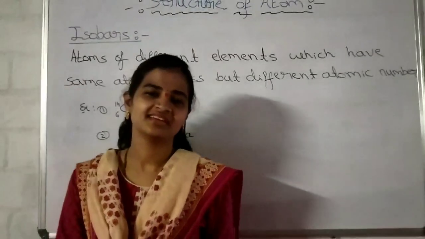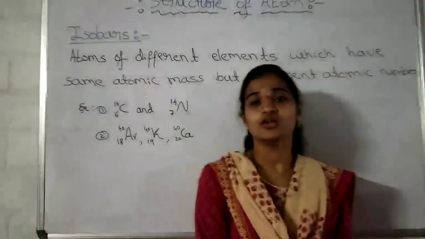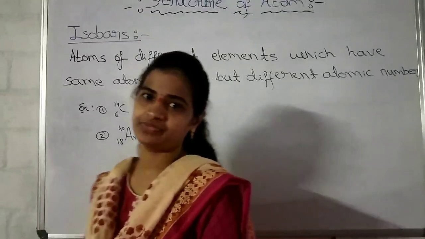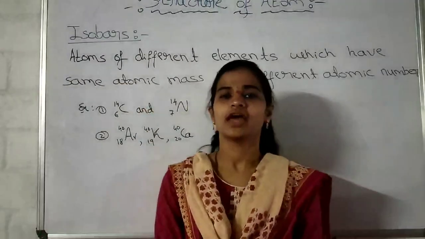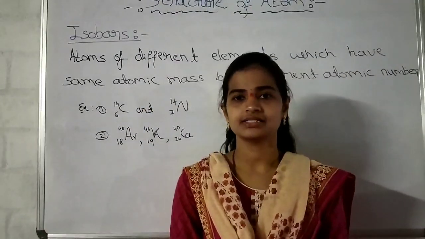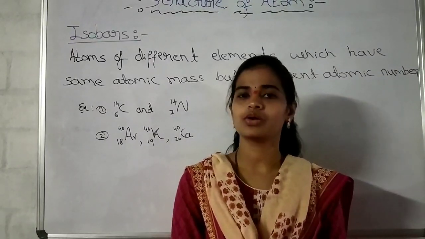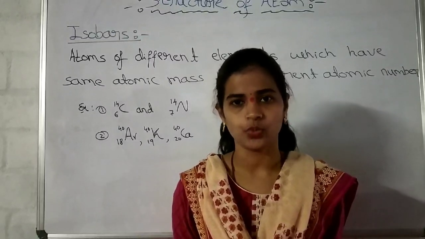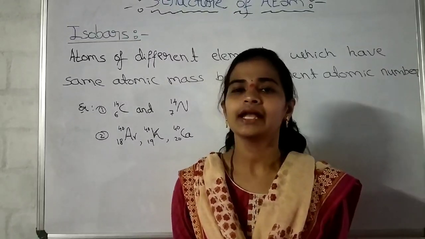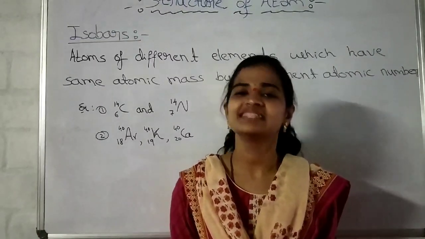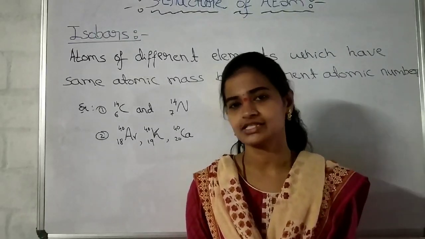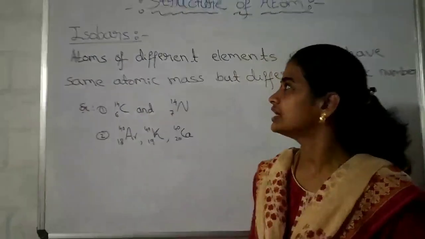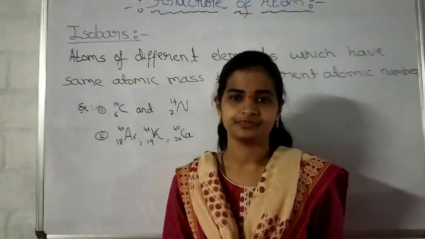Hello students. Let us continue the inorganic chapter of chemistry, that is structure of atom. In the previous class we have studied atomic mass and atomic number, also called mass number and atomic number. And also we have discussed isotopes. What are isotopes, students? The atoms of the same element which have the same atomic number but different mass number are called isotopes.